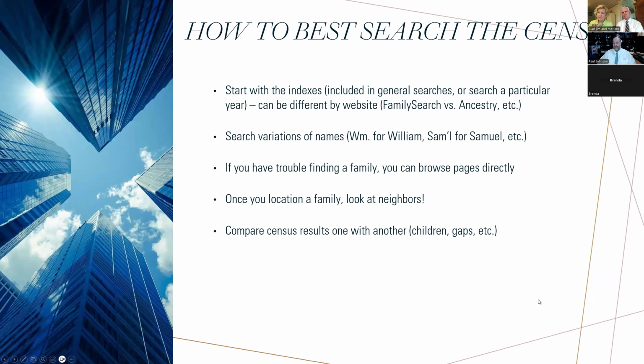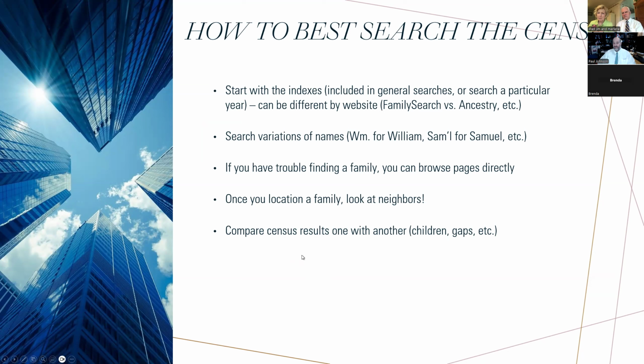Okay, so how to best search the census. So start with the indexes. They have pretty good indexes. Family Search has a great one. Ancestry has a great one. You can search an individual census. You can just do a generic search on all census records. You can narrow it down by town, by state. You can do a lot of different things on there. And they're pretty good at bringing back data that's been indexed as correctly as they can.